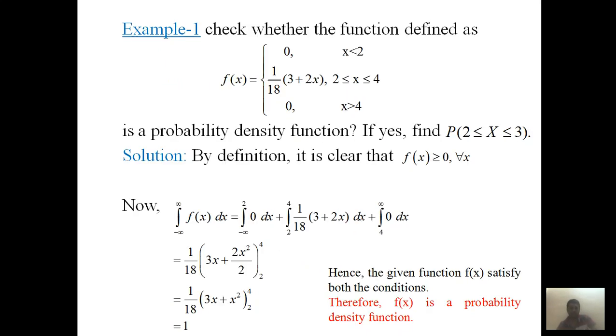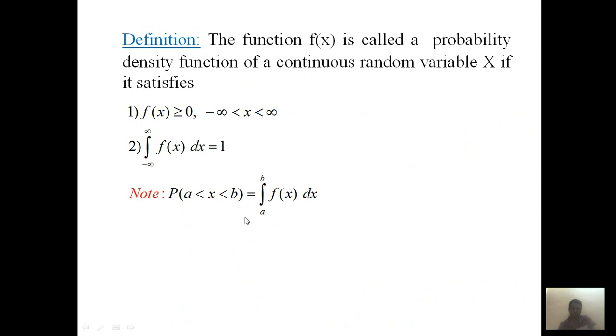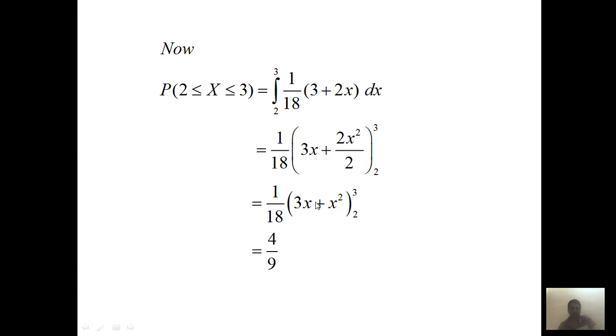And now the question is: check whether it is a probability density function, and if yes, find the probability of x when x is between 2 to 3. So next we have to use this criterion: the probability of x between a and b is equal to the integral from a to b of f(x) dx. So the probability of x between 2 to 3 is the integral from 2 to 3 of f(x) dx.